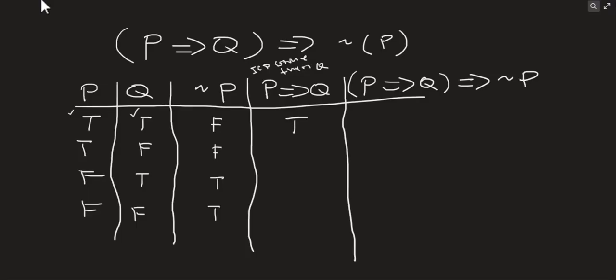Now we want to look at the second line. If P is true, then Q. So is P true? Yes. Is Q true? No, Q is not true. So if P is true, then Q, that is not a true statement because P is true, but Q is not. So this is false.